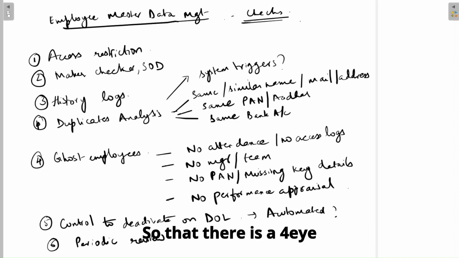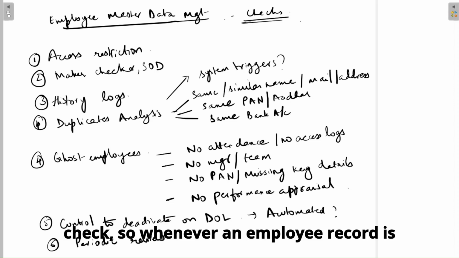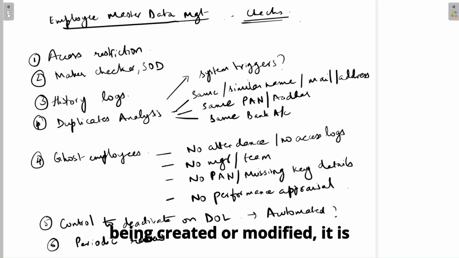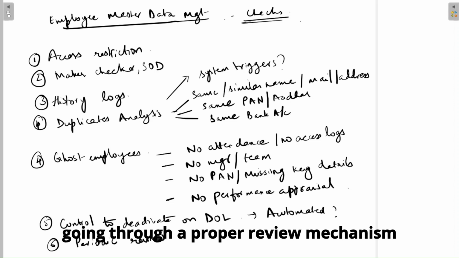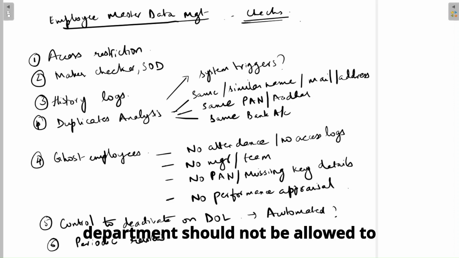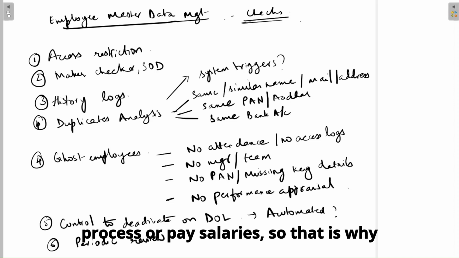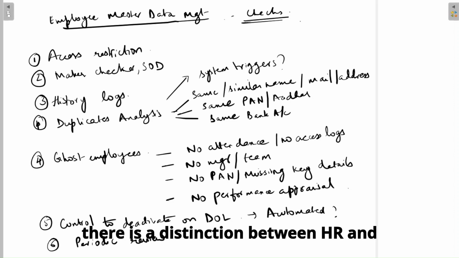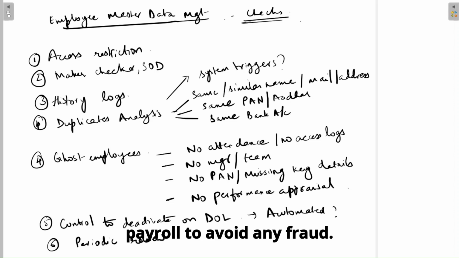So that there is a 4-eye check. So whenever an employee record is being created or modified, it is going through a proper review mechanism. And also SOD, which is inherent because the HR department should not be allowed to process or pay salaries. So that is why there's a distinction between HR and payroll to avoid any fraud.